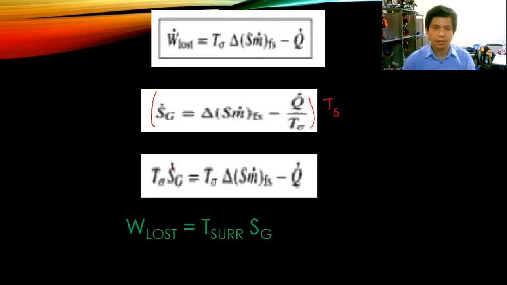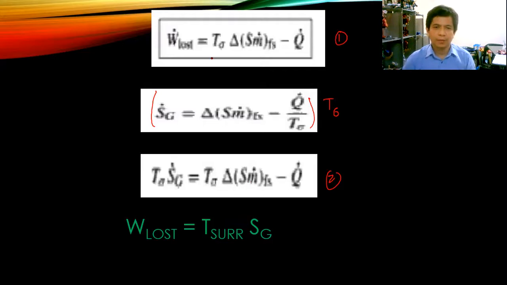This is that part, ano? Tapos T sigma times delta S times M dot Fs. Tapos this one will cancel out the T sigma. You have Q dot. No? Tapos, if you're going to compare the first equation, equation number 1, and then equation number 2, we're going to isolate T sigma delta S M dot Fs on the first and second equation.